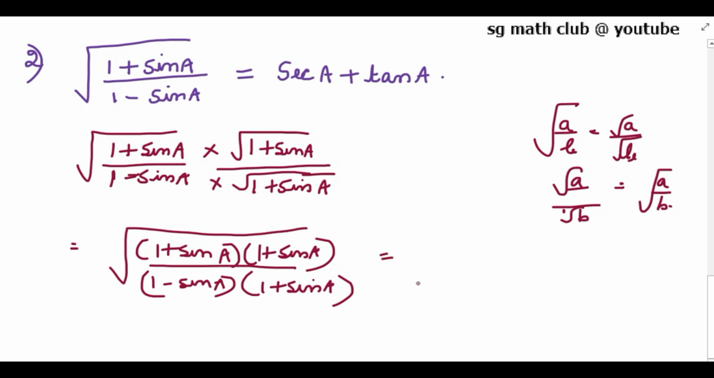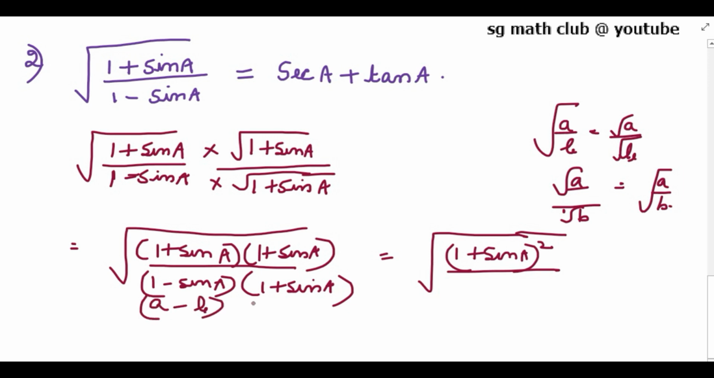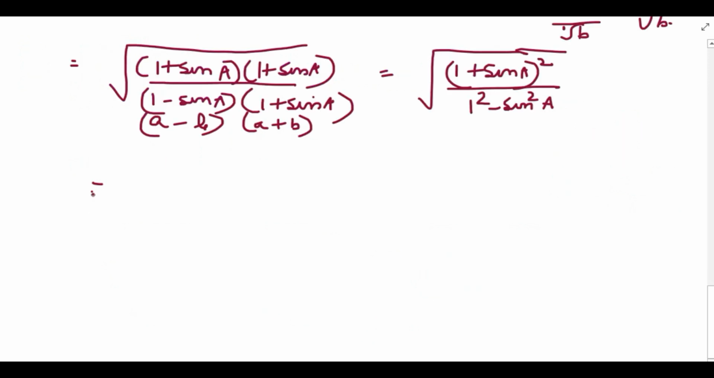Now this is nothing but the square root of (1 plus sin A) the whole square divided by (1 plus sin A) into (1 minus sin A). That is a minus b into a plus b is a square minus b square, which is equal to 1 square minus sin square A. This I can write as the square root of (1 plus sin A) the whole square.